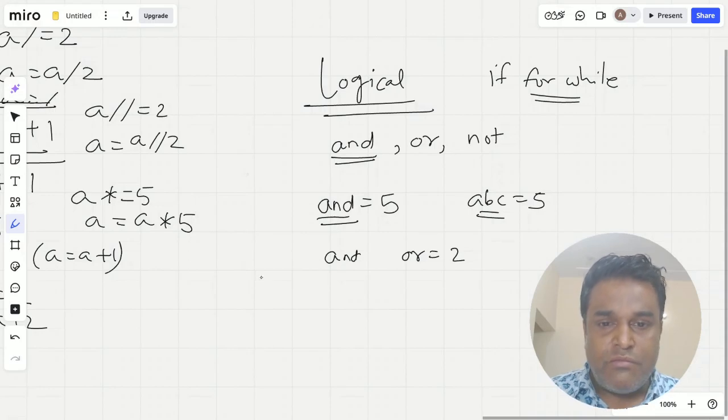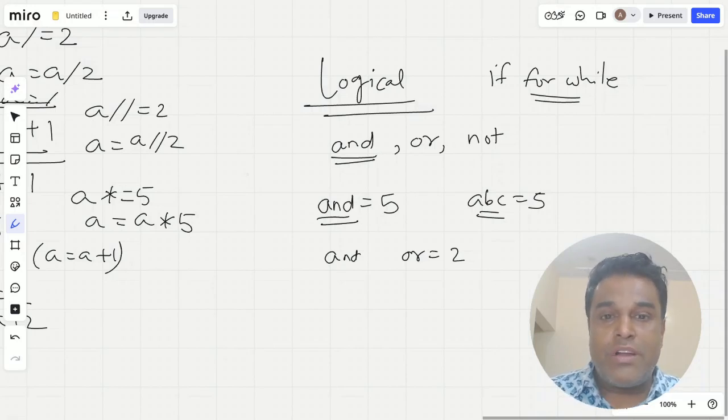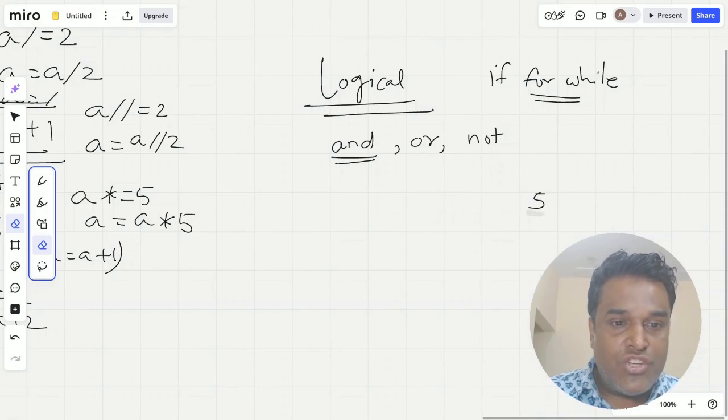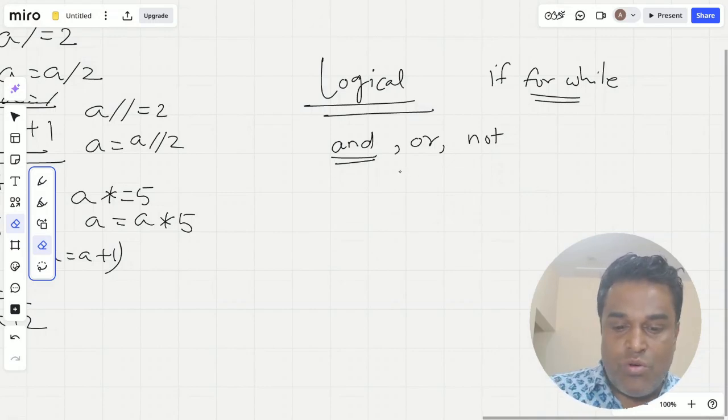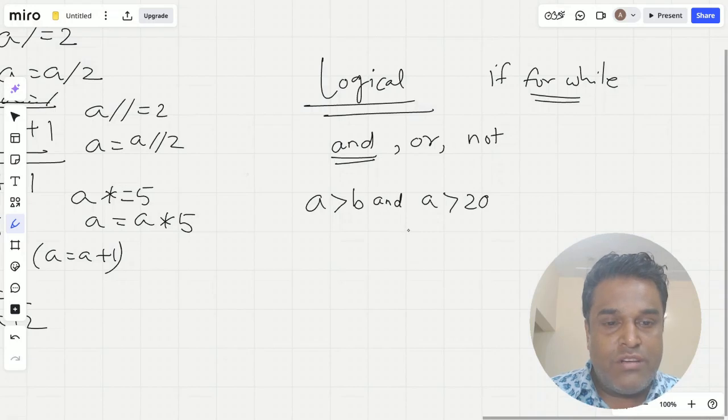Okay. So these are the logical operators. They don't look like operators, right? Just like the arithmetic operators, but they are operators. Now, how do they work? I will just show it to you. And basically means joining two conditions. So I can say A greater than B and A greater than a constant 20. I can do it this way.